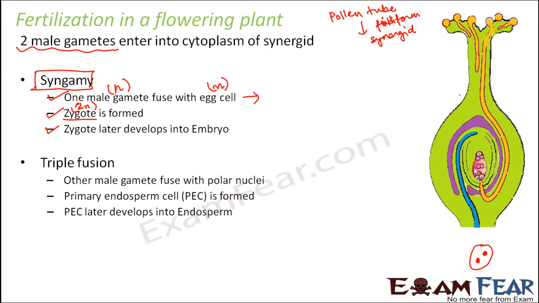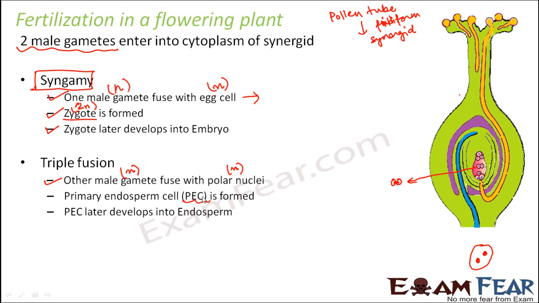So where is the polar nuclei? This is the polar nuclei, the middle one. You have two nuclei, right? So they are the polar nuclei. So this gamete will fuse with the polar nuclei. So what will be formed now? The male gamete is haploid. This polar nuclei are also haploid, each of them. Correct? So you have total 3 of them. So as a result, primary endosperm cell is formed. So the cell which is formed, that is called PEC or primary endosperm cell.